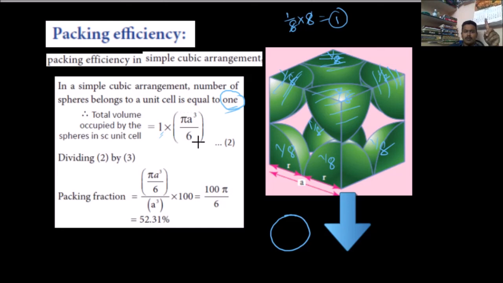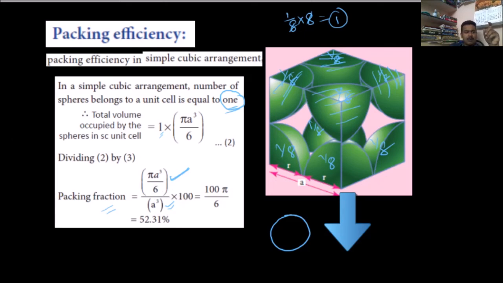Into πa³ by 6, you multiply by 1, the same number will come. Now what is our formula? Packing fraction means the total volume occupied by the spheres in the unit cell. How many spheres? One sphere is there. This is the volume occupied. Divided by the volume of the unit cell. The edge length is a, so a³. Initially we calculated this. So this by this into 100.